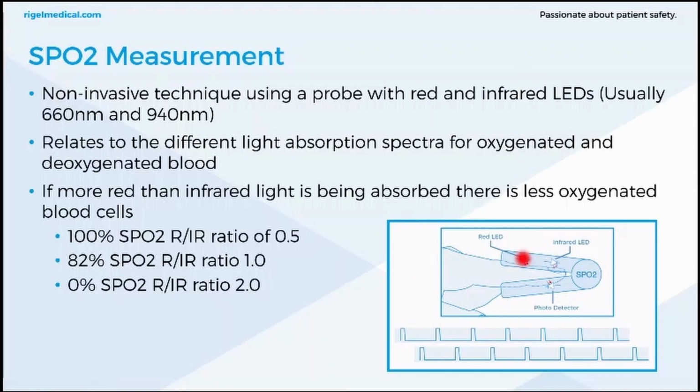SpO2 measurement. So to establish the oxygen saturation within the blood, to get that indication of how well oxygenated the blood is, the pulse oximeter relies on the different light absorption characteristics of oxyhemoglobin and hemoglobin at different spectrums of light. Typically 660 and 940 nanometers, but it ranges between I think 640 or 650 and 950 nanometers. It can be within any of these ranges for these two uses of LEDs.